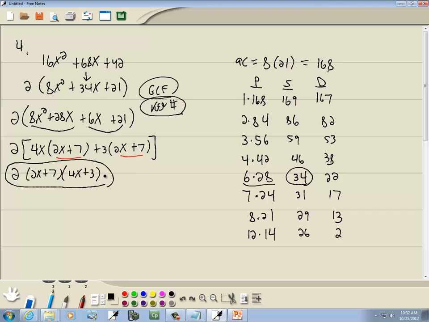And that's our answer. Now that problem is hideous enough as is, but if you didn't factor out the GCF to begin with and dive right in with the key number, you'd have 16 times 42, which would be some kind of huge number.